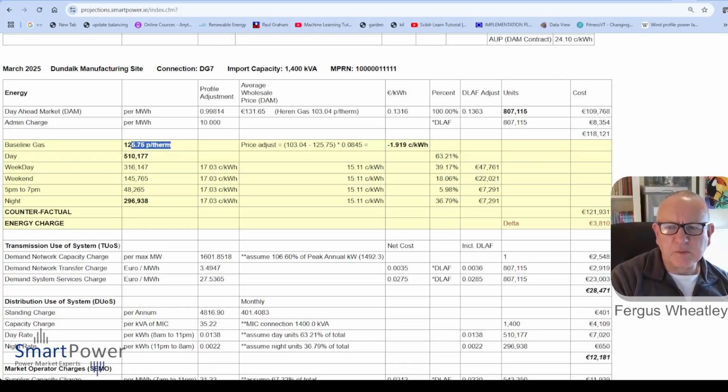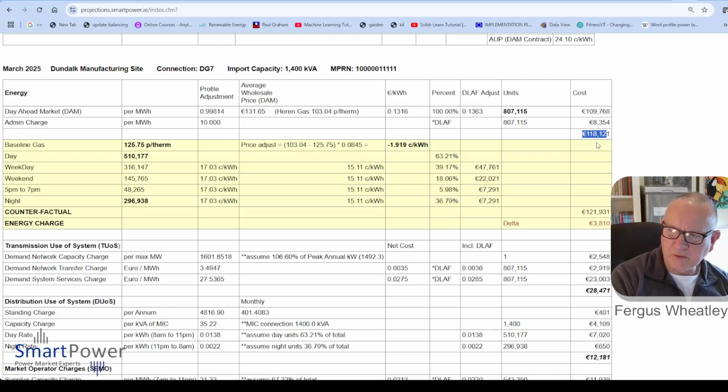In this case, when this particular offer came in for a different customer, it came in when the March price was 125.75. Today it's 103.04. So the delta times the gas sensitivity means that there's a downward pressure on the price of 1.9 cents a kilowatt hour, which brings our baseline price of 17 down to 15.11.